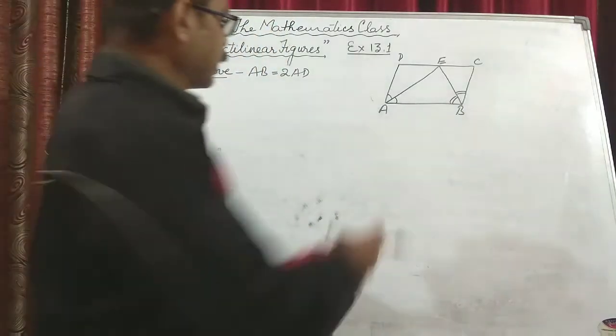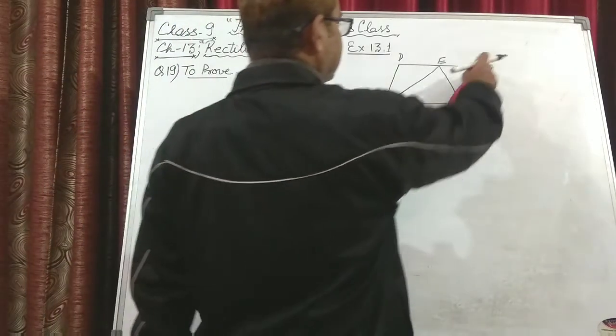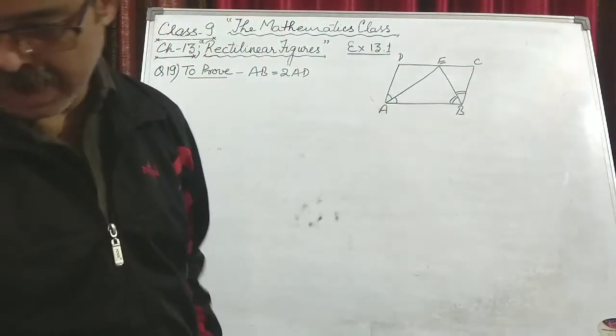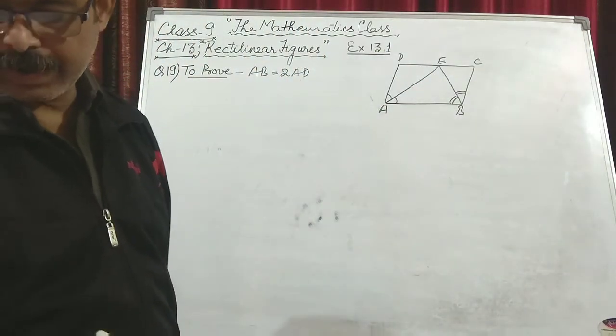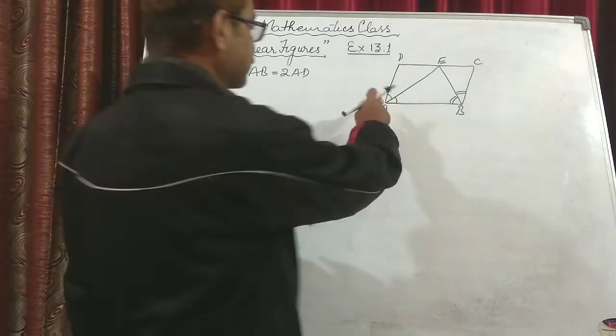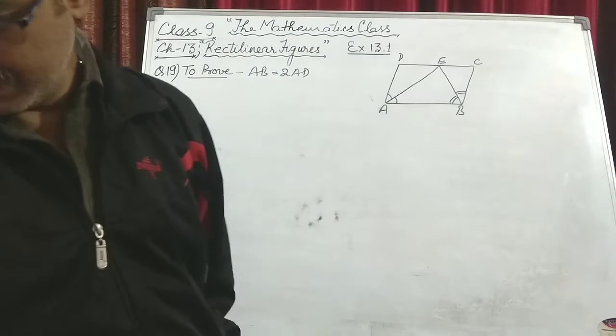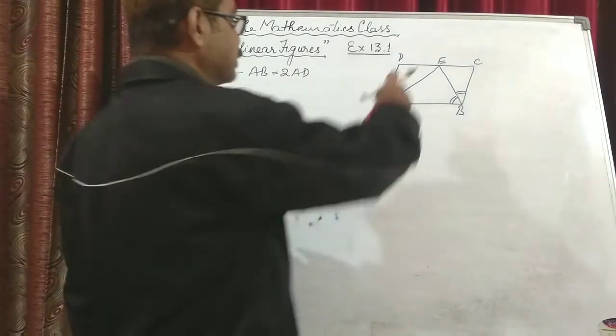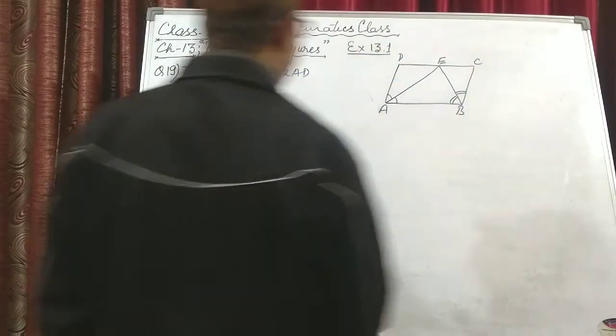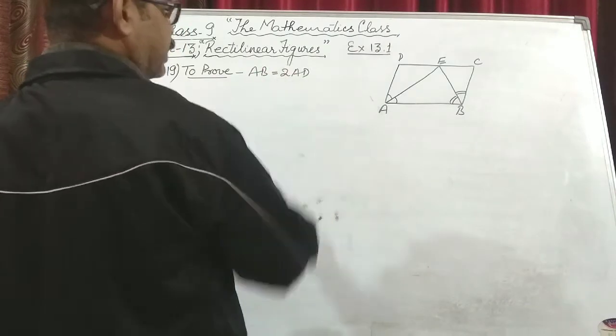They say ABCD is a parallelogram, so I have made a parallelogram ABCD. And in this parallelogram, the bisectors of angle A and angle B meet at E, which lies on DC. So you have to prove that AB is equal to 2AD.